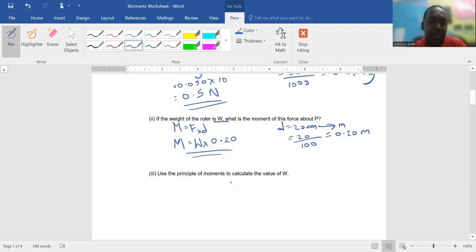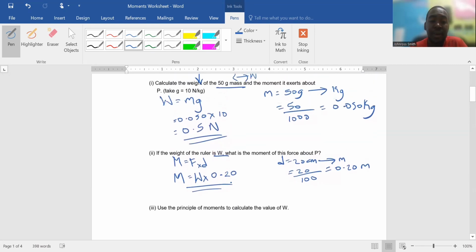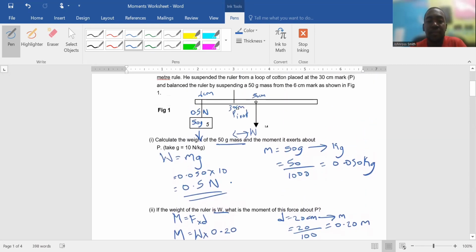Next, the thing is to find what that W value is by using the principle of moments. The principle of moments tells us that the 0.5 newton force will cause it to rotate in an anti-clockwise direction. To know which direction it will rotate in, all we do is continue the force arrow towards the pivot point. Therefore, this gives us an anti-clockwise moment.